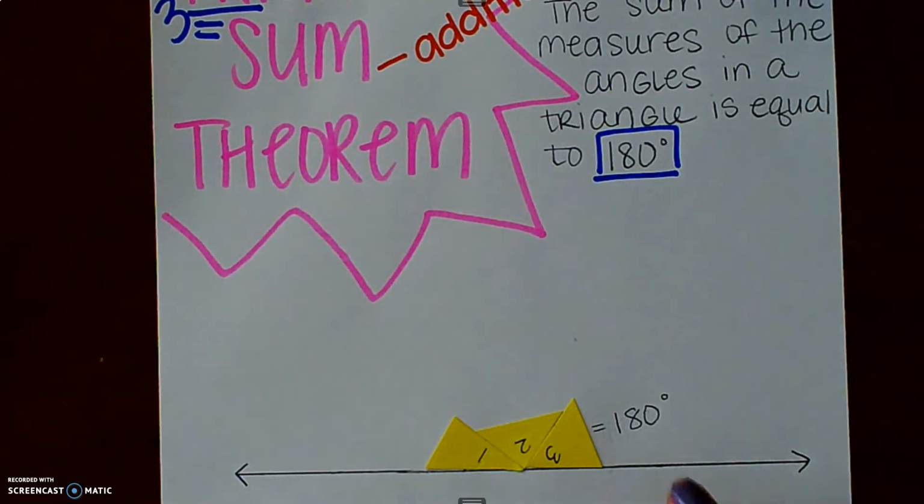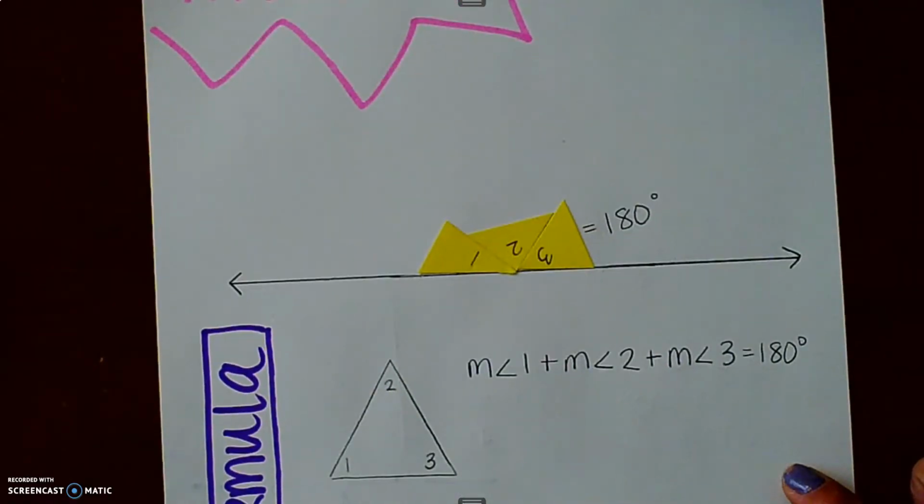And this is where we get that 180 degrees. So we decomposed the triangle, we cut off its angles, and we laid them along this line. And now we can see that angle 1 plus angle 2 plus angle 3 gives us 180 degrees. And that takes us into our formula of what we use for the triangle sum theorem.